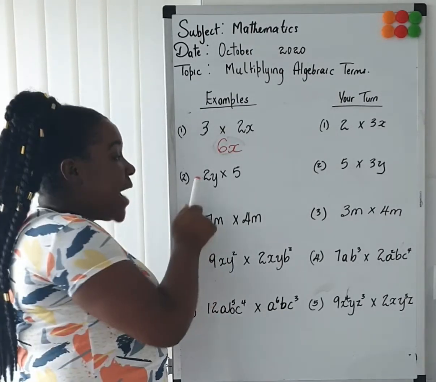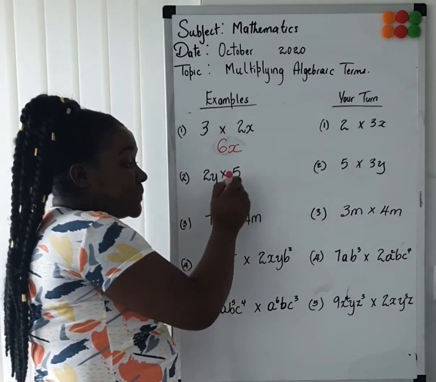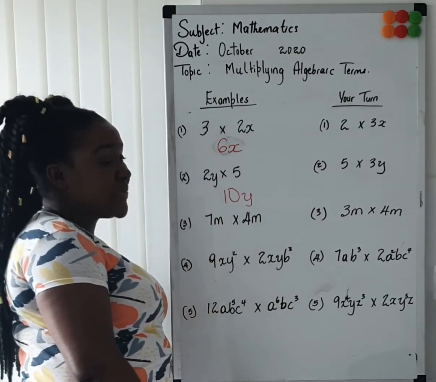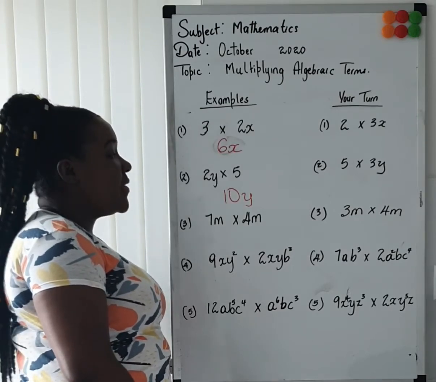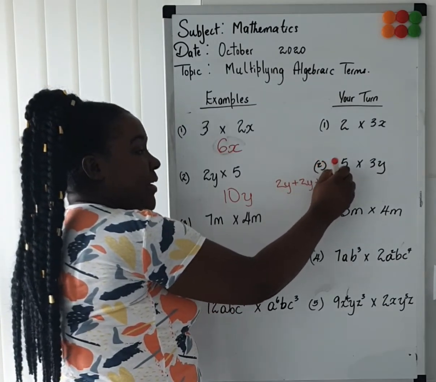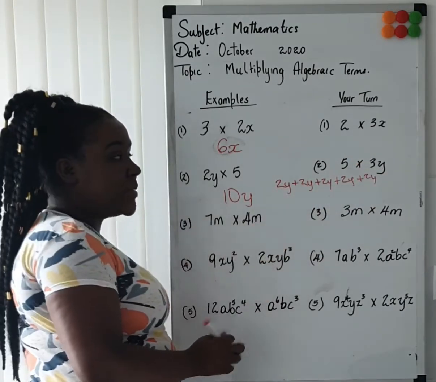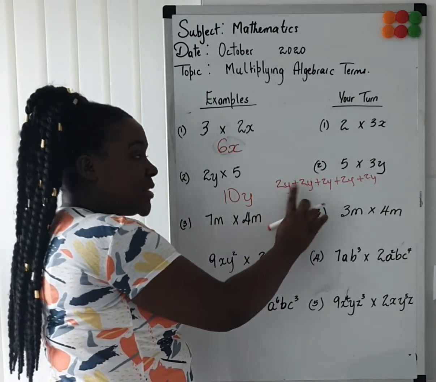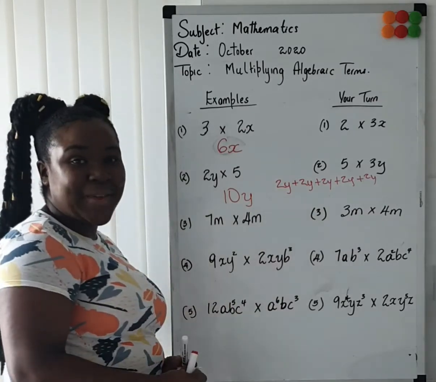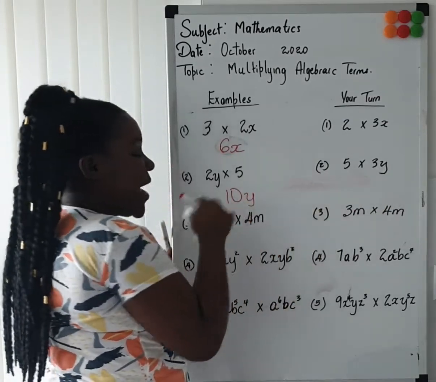For the second one, I have 2y times 5. I say 2 times 5, that's 10, and this y goes right there. So 2y times 5 is 10y. In other words, what you're doing is that you have 2y plus 2y plus 2y plus 2y plus 2y. That's what you actually have: 2y five times. So that's what you're actually doing, and we have 10y.